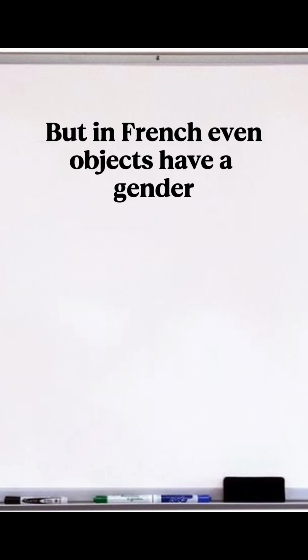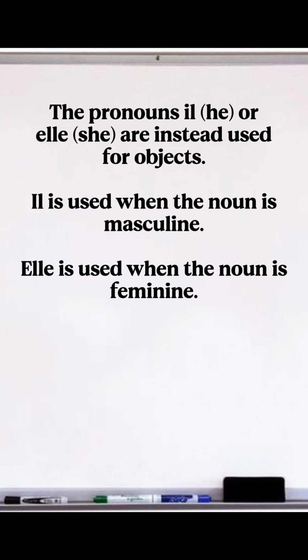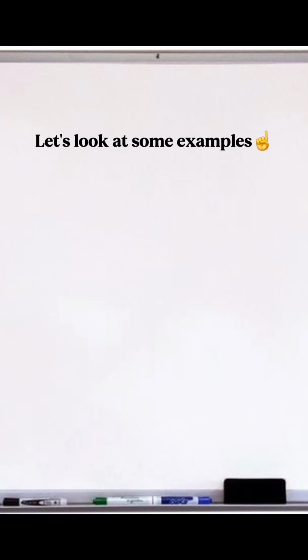But in French, nothing is really genderless because even objects have a gender. So there is no real equivalent to the pronoun it in French. So the third person is either il or elle. Now let's look at some examples.